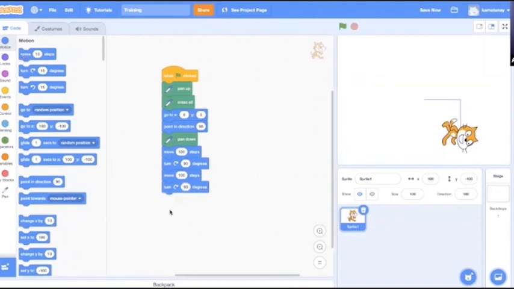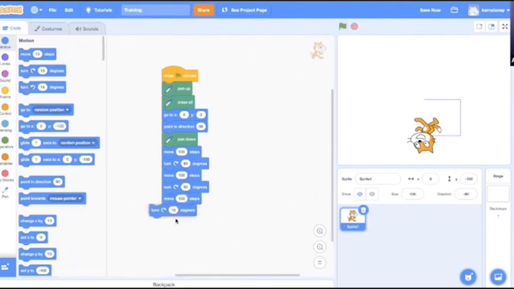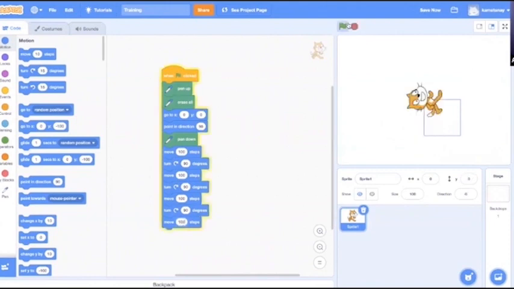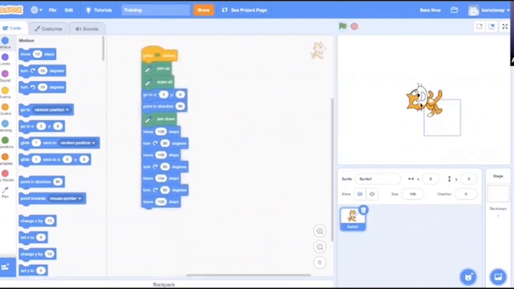And we again move 100 steps. Why are we moving 100 steps each time? Because it's a square. It's equal on all sides. And as we can see, we are almost there. We just need to rotate by another 90 degrees and move by 100 steps. And we get a square. So at this point, we can consider we have already drawn a square.